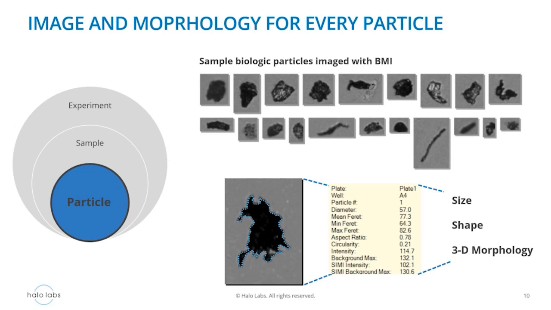So what does the particle analysis data look like? Well, first you're given individual images of each particle that was loaded onto the membrane. And we could take this a step further. For each particle, you are given morphological information, such as the particle size, its shape, and its 3D morphology. For example, here we have a particle that is 57 microns in diameter. Its longest extension is 77 microns, and its shortest extension is 64 microns.